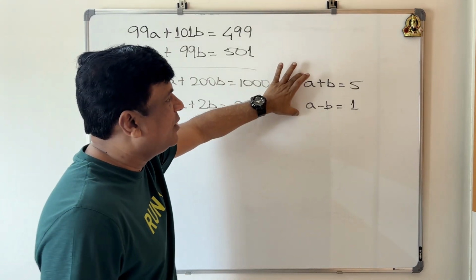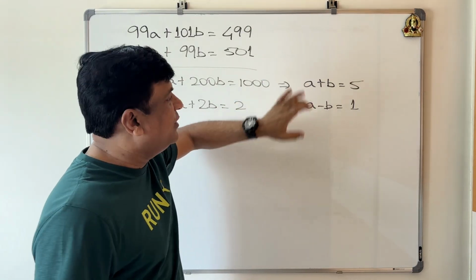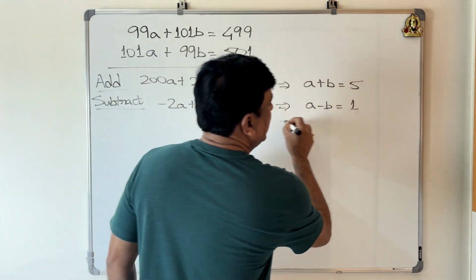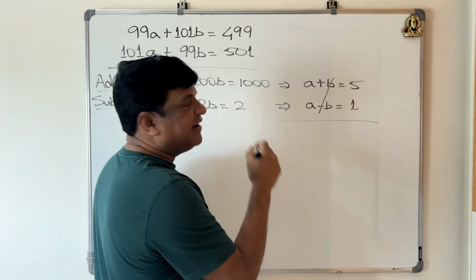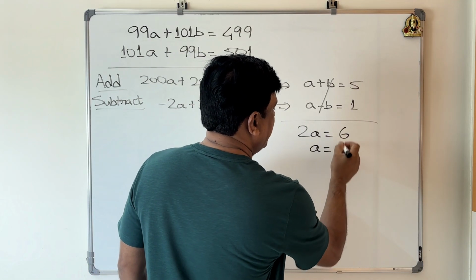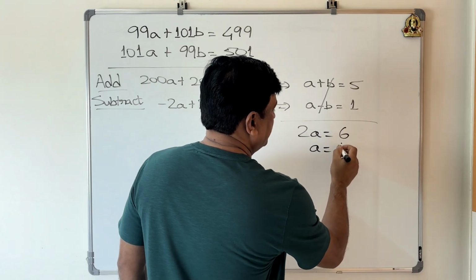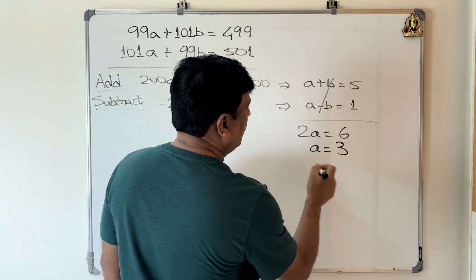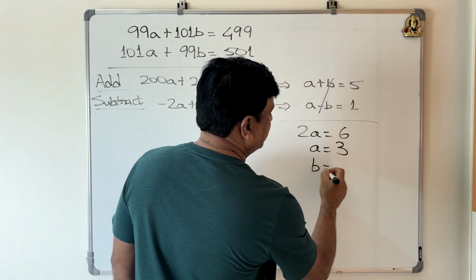Now look at it here, the equations have become so simple. So you can directly, without wasting much time, just go ahead and add these two equations. b gets cancelled out. 2a is equal to 6, therefore a is equal to 3. And then put it in one of the equations and get the value of b. So you get the value of b is equal to 2.